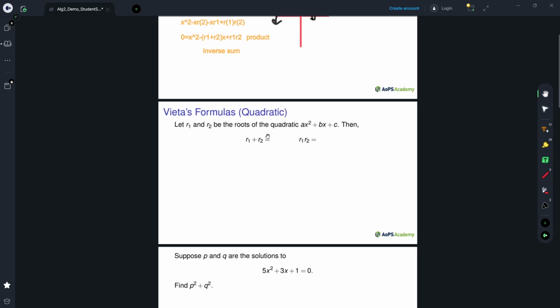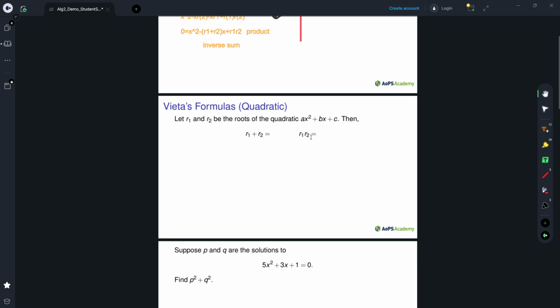It says, let R1 and R2 be the roots of the quadratic ax squared plus bx plus c. Then R1 plus R2 equals blank, and R1 R2 equals blank. So this is the sum of R1, R2. And James, what does this mean? Yeah, it's going to be the product of R1, R2, or the product of the roots, right? So what should we do?